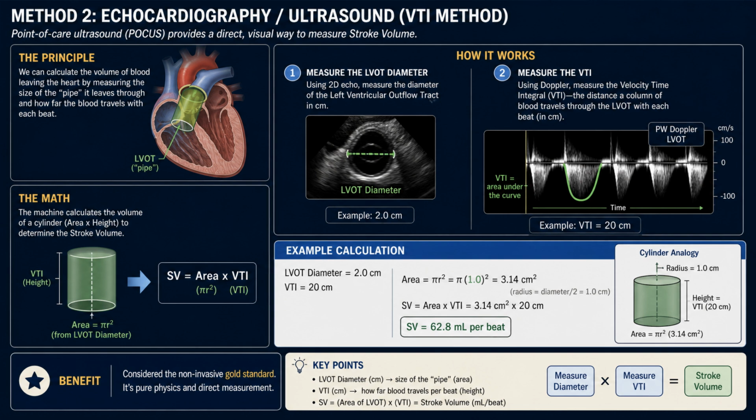The second major method is using point-of-care ultrasound, which gives us a direct, visual way to measure stroke volume. The concept here is pure physics. If we know the size of the pipe the blood is leaving through, and we know how far the blood travels with each beat, we can calculate the volume. So we use the ultrasound to measure the diameter of the left ventricular outflow tract. That's the pipe. Then, using Doppler, we measure something called the velocity time integral, or VTI, which is the distance the blood travels with each beat. The machine then calculates the volume of that cylinder of blood, giving us a very accurate, non-invasive stroke volume. This is often considered the non-invasive gold standard.